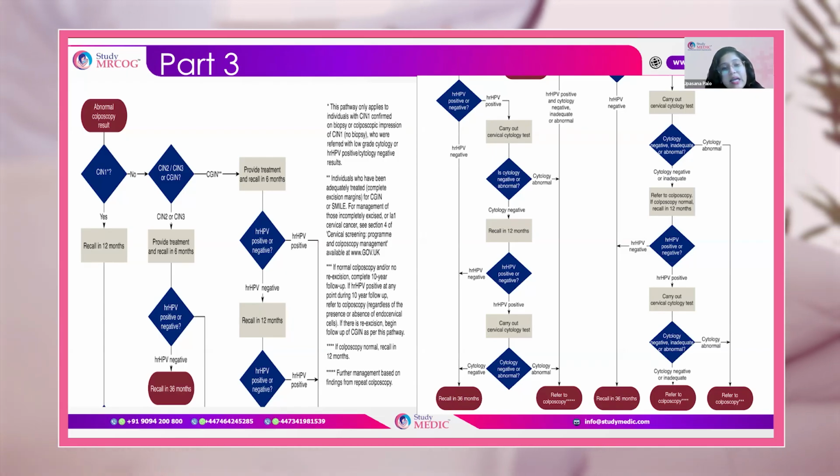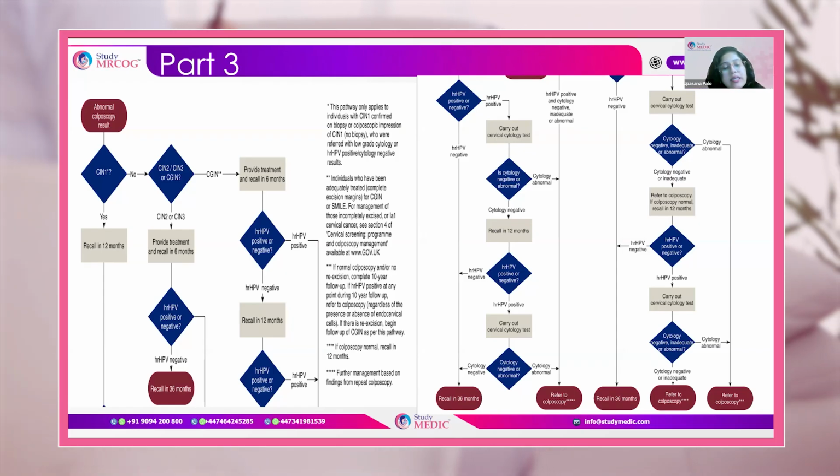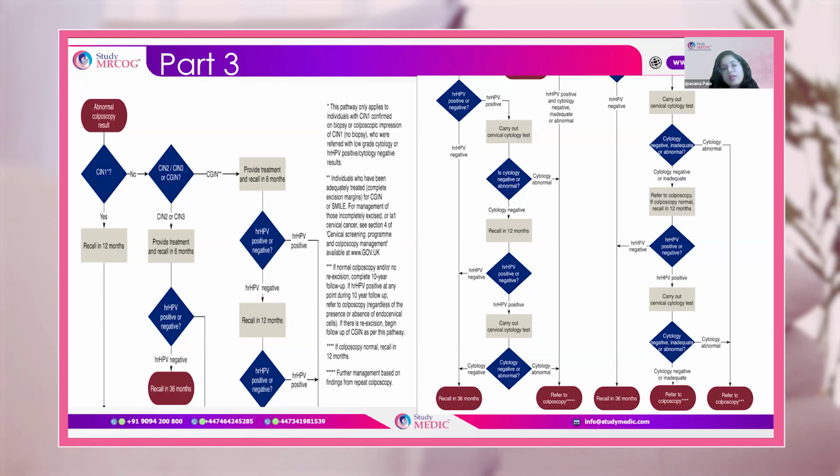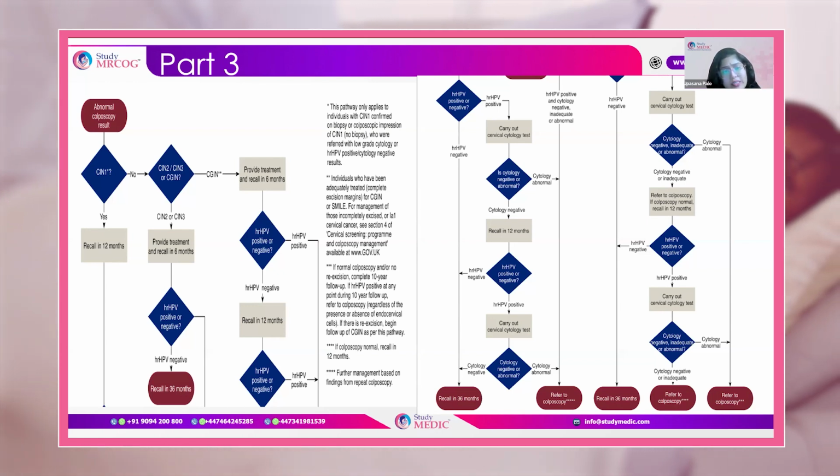Now coming to CGIN, CGIN also requires treatment, and you need to recall her in 6 months. That is, you need to do the test of cure in 6 months.